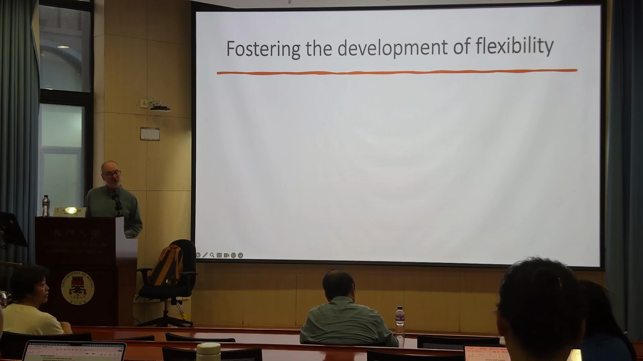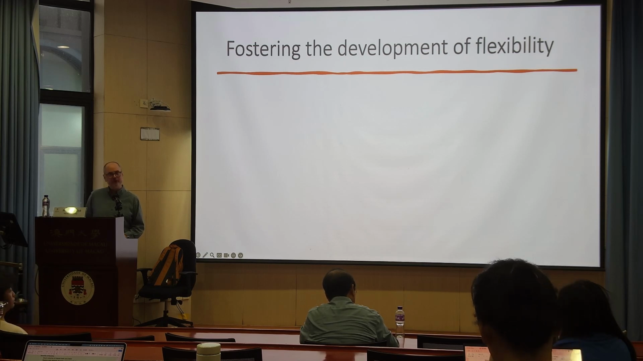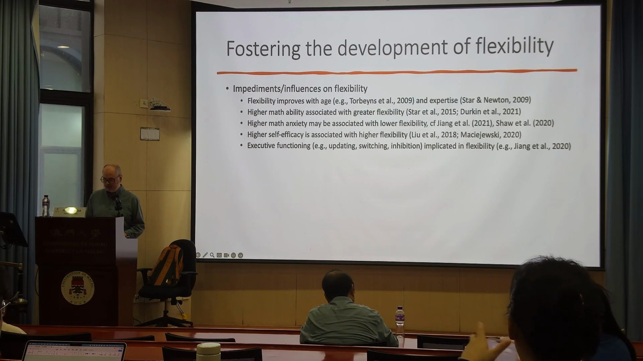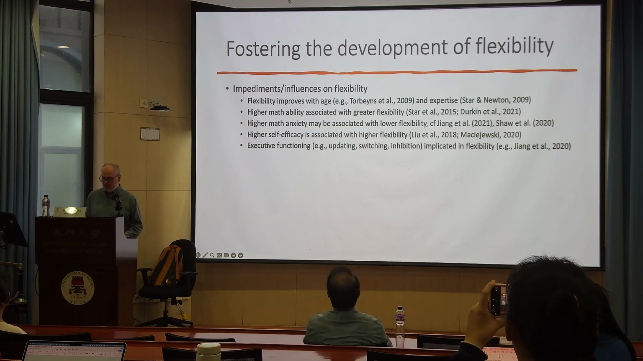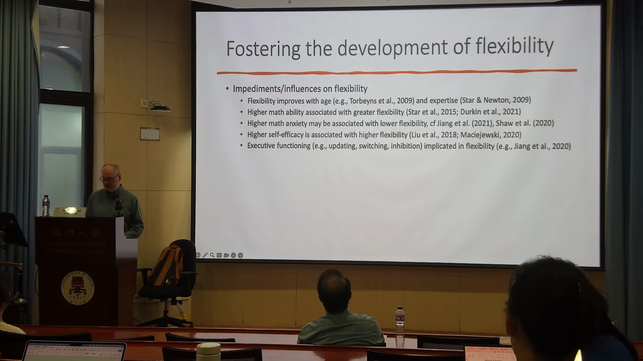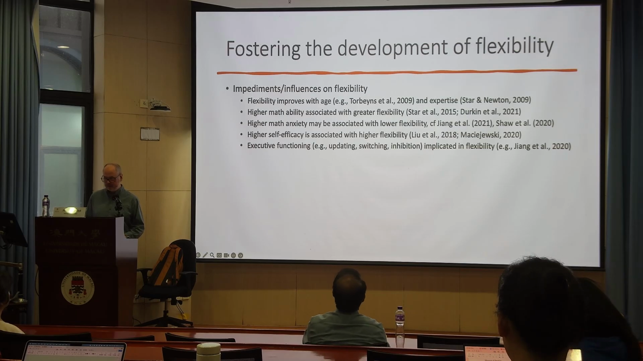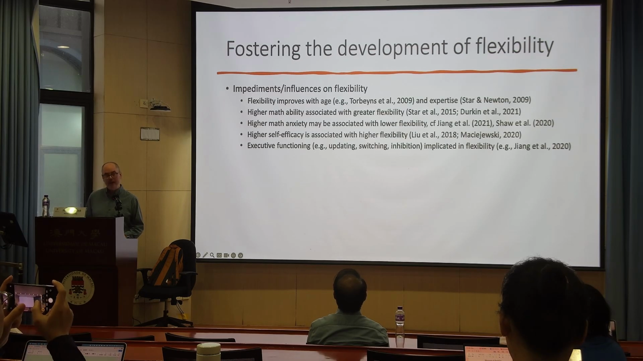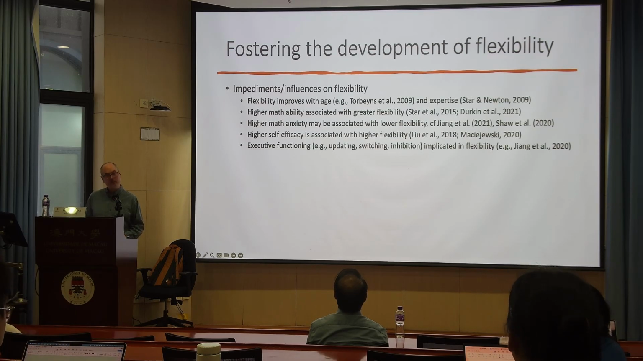Now, we are beginning to know a lot about flexibility after maybe about 20 years of research in this area, and I'm just going to mention a few things. We believe that flexibility improves with age, and that as students get older and learn more math, they become more flexible. We know that students with higher math ability tend to be more flexible, and that higher math anxiety may be associated with lower flexibility. We know that higher self-efficacy is associated with higher flexibility, and that aspects of executive functioning, as I mentioned a moment ago, do seem implicated in the development of flexibility.